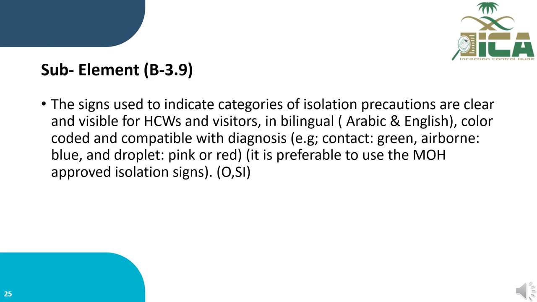Sub element B3.9: the signs used to indicate categories of isolation precaution are clear and visible for healthcare workers and visitors, in bilingual Arabic and English, color coded and compatible with the diagnosis. Example: contact for green, airborne blue, and droplet pink or red. It's preferable to use the Ministry of Health approved isolation signs. For this, we need observation and staff interview so we can evaluate and audit this sub-element.